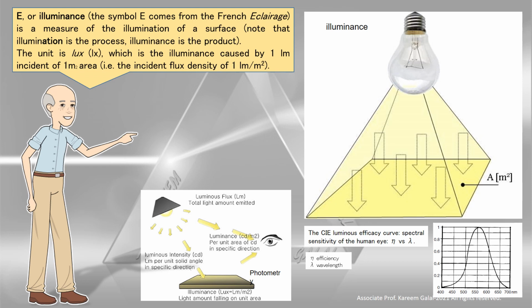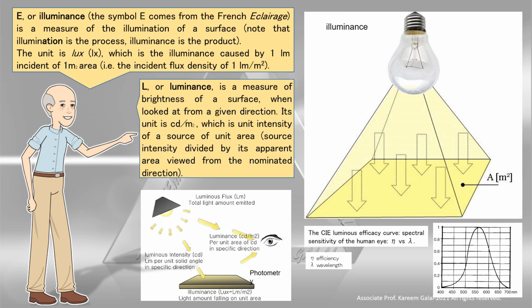E, or illuminance, the symbol E comes from the French éclairage, is a measure of the illumination of a surface. Note that illumination is the process, illuminance is the product. The unit is lux, Lx, which is the illuminance caused by 1 lumen incident on 1 square meter of area, for example the incident flux density of 1 lumen per square meter. L, or luminance, is a measure of brightness of a surface, when looked at from a given direction. Its unit is CD per square meter, which is the intensity of a source of unit area, source intensity divided by its apparent area viewed from the nominated direction.